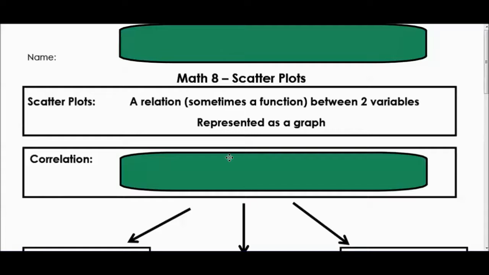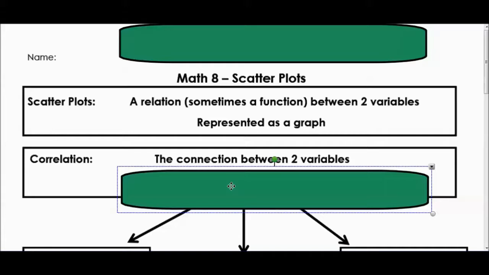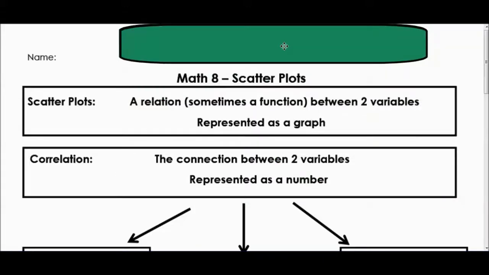A correlation is really an essential part of a scatter plot. It tells us the trend in whatever information we're talking about. It tells us the relationship or the connection between any two variables, and it's a number as opposed to the graph.